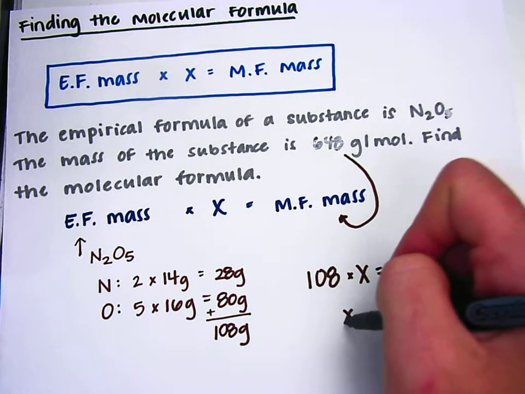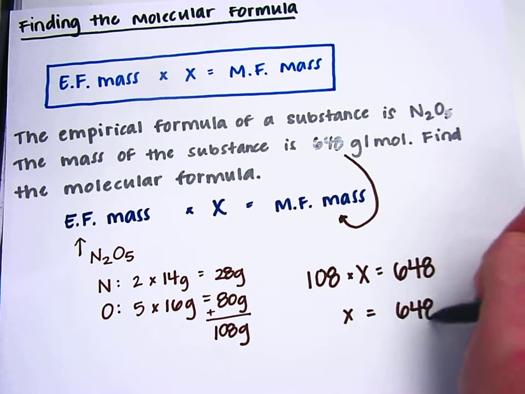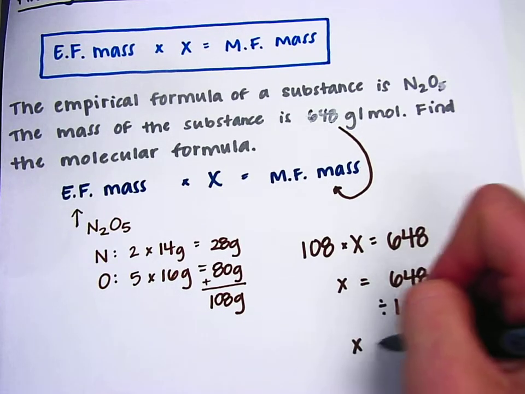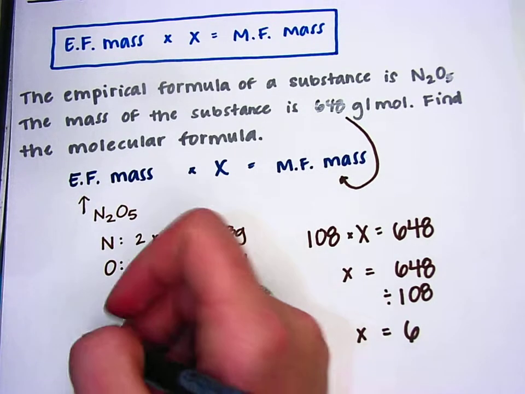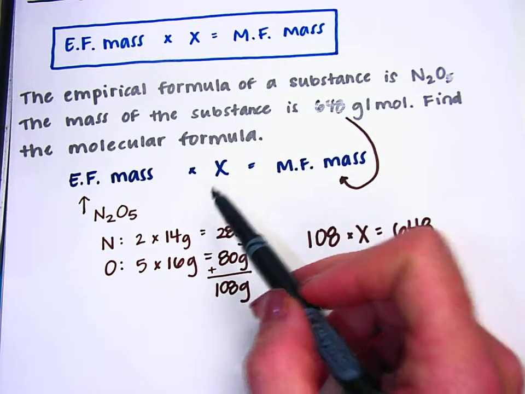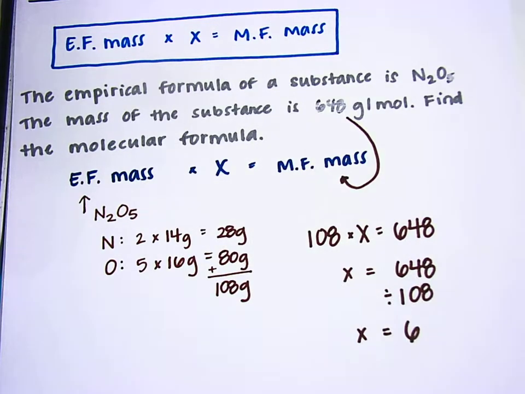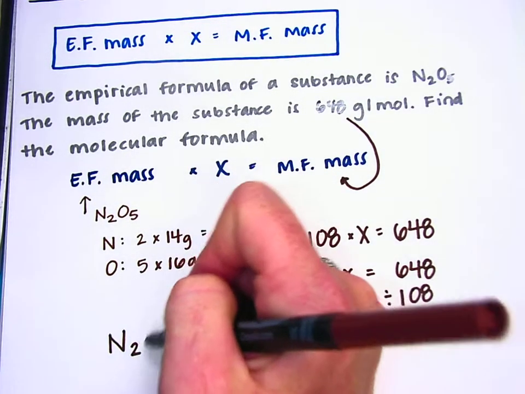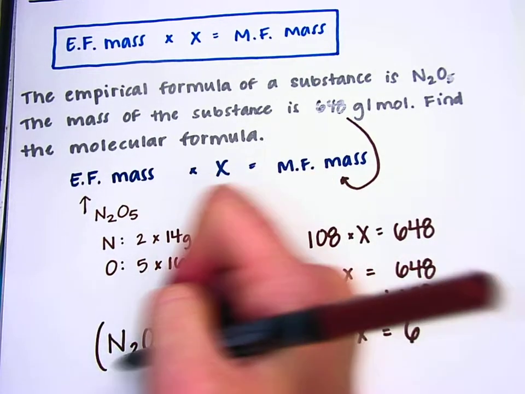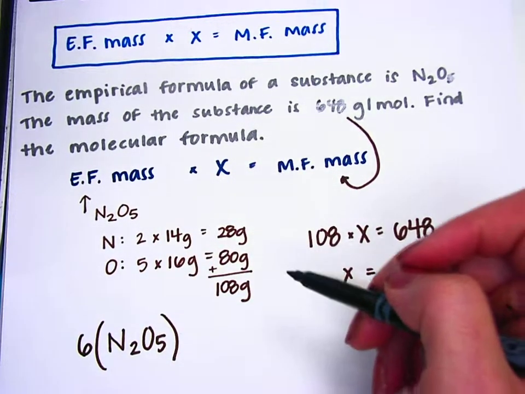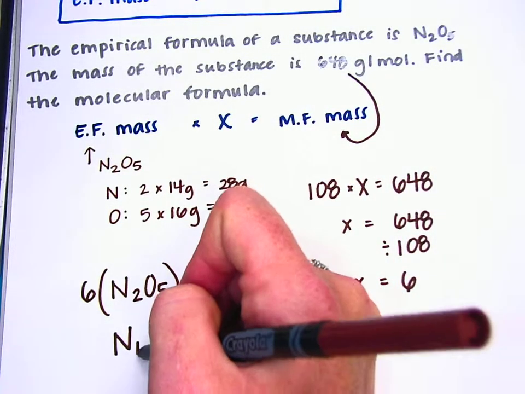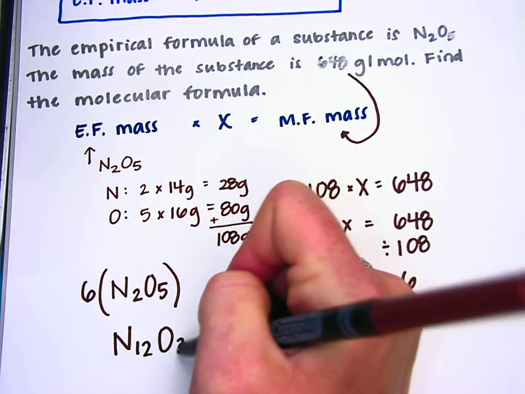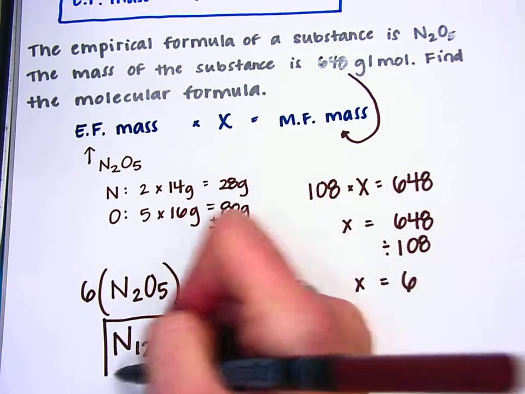If you solve for x, then 648 divided by 108 gives you x equals 6. Okay, so that means x equals 6, which means that my molecular formula is 6 times more that of my empirical formula. So I'll take my empirical formula of N2O5, and I'm going to multiply the entire thing by 6. Basically, I'm distributing. So my molecular formula is therefore N12O30. And that is how you calculate a molecular formula.